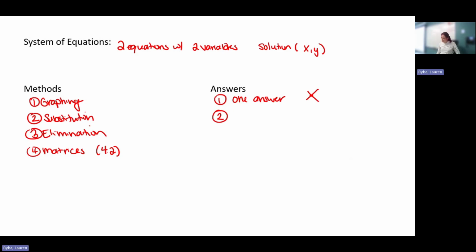The second option is there is in fact no solution. There is no way to make those two equations equal at a specific point. So what happens in this case is we have parallel lines, and these parallel lines don't ever intersect. So because they don't ever intersect, they are never equal, they're never equivalent, so we do not have a solution.